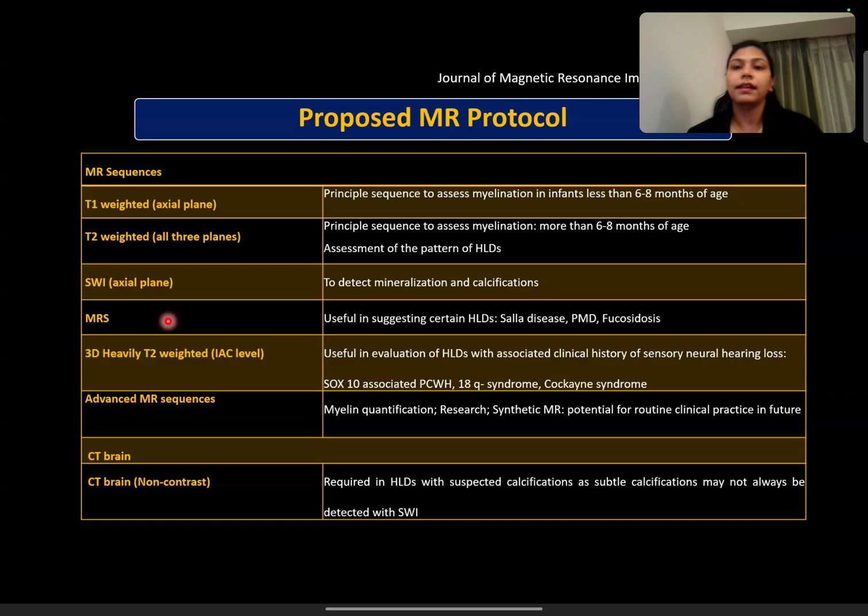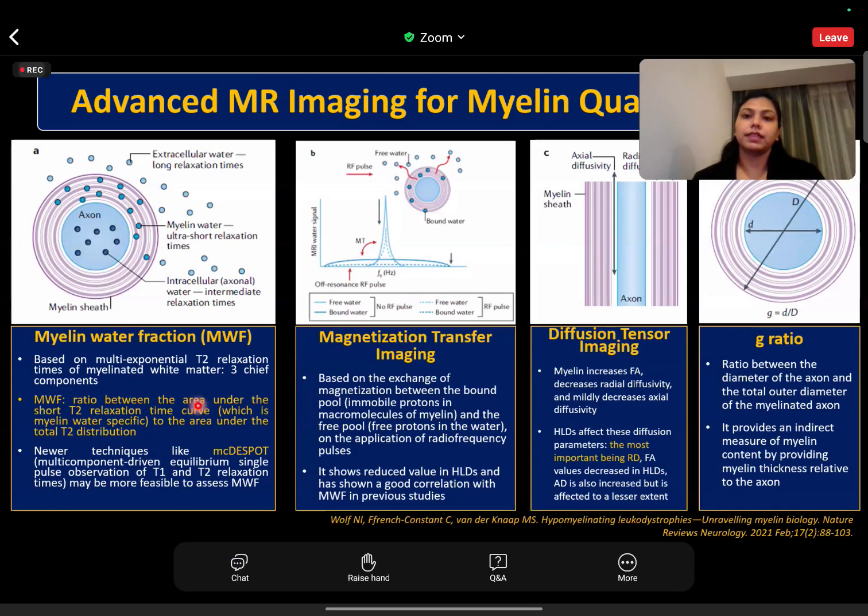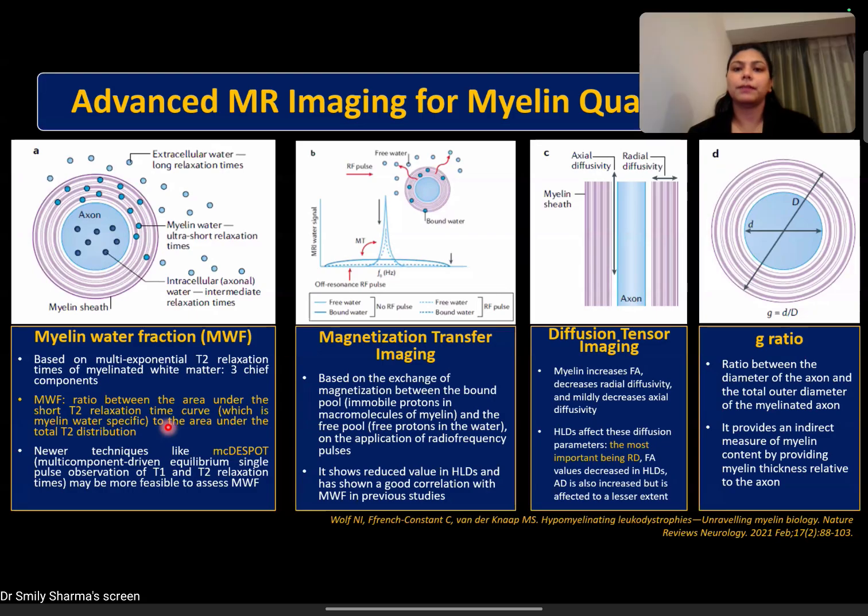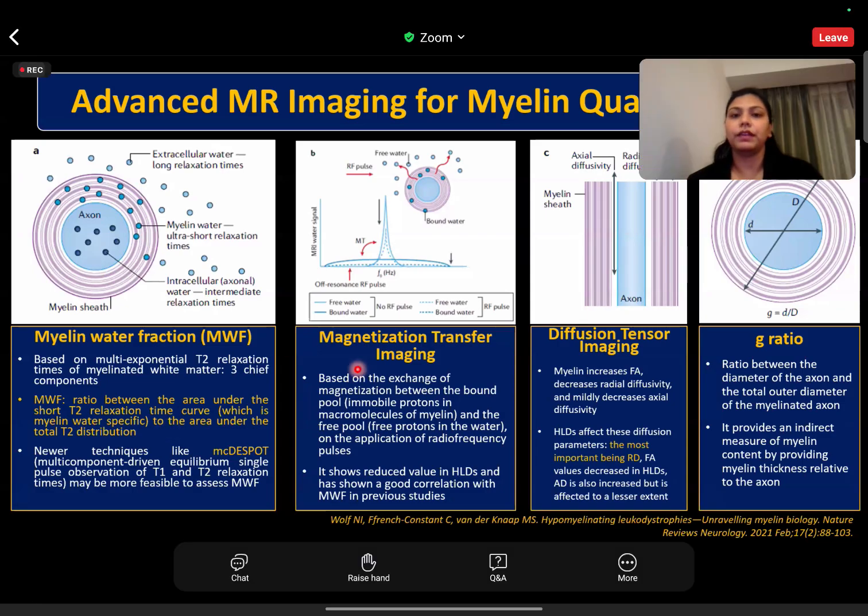These can be helpful in certain specific disorders, not all, but whenever we are evaluating a case of leukodystrophy, it is better to include MRS because MRS can provide a clue in many cases. Then there are advanced MR sequences which are not used clinically but are mainly for research purposes, but they are very useful for providing quantification of myelin. There are different sequences which can be used for myelin quantification: myelin water fraction, magnetization transfer imaging, diffusion tensor imaging, g-ratio. We're not discussing all of them, but I'm telling you the names that these can be used for myelin quantification.